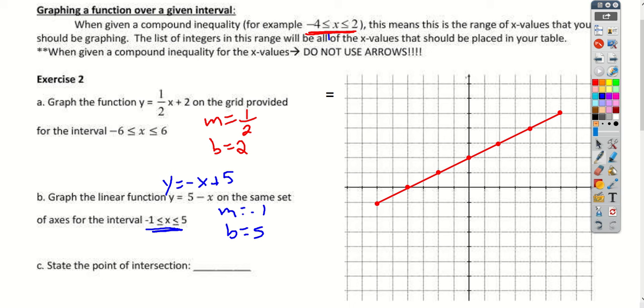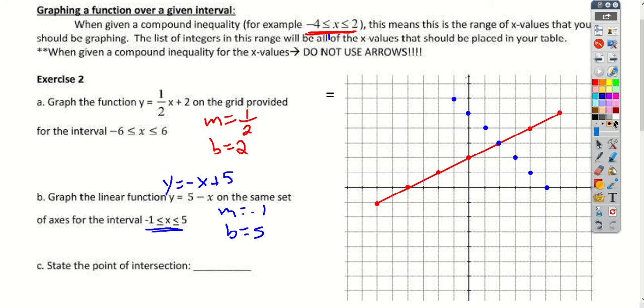So I'm going to go ahead and graph the y-intercept first. That's at 5, that's 3, 4, 5. So that's right here. And then I'm going down 1, right 1. Down 1, right 1. Down 1, right 1. That's 3, 4, 5. And then up 1, right 1.